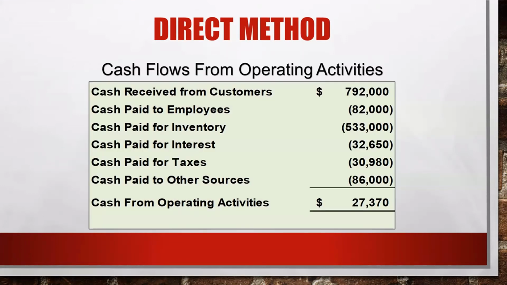Now let's put together the operating section of the statement of cash flows. The operating activities section on the statement of cash flows for Martin Company would look like this. Remember that the goal is to convert all accrual basis account balances to cash basis. Cash provided from operating activities totaled $27,370 compared to reported net income of $41,970.